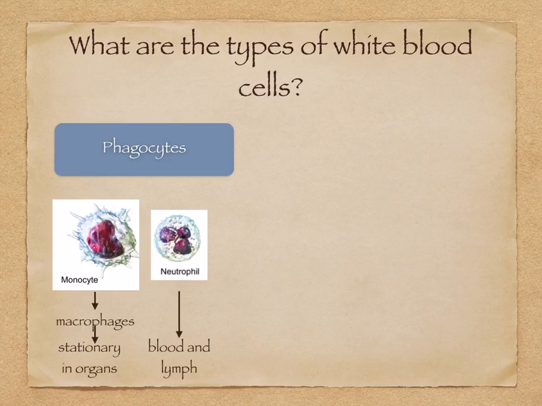Monocytes and neutrophils are phagocytes, and monocytes are the largest white blood cells, so they can develop into macrophages. Both monocytes and neutrophils have lobe-shaped nuclei, whilst lymphocytes have a large round nucleus with little cytoplasm around them. Phagocytes engulf bacteria by phagocytosis. The macrophages are stationary in organs, whilst neutrophils are found in the blood and lymph.